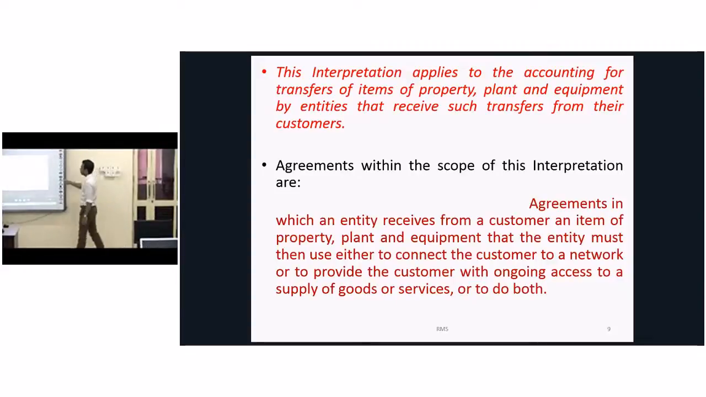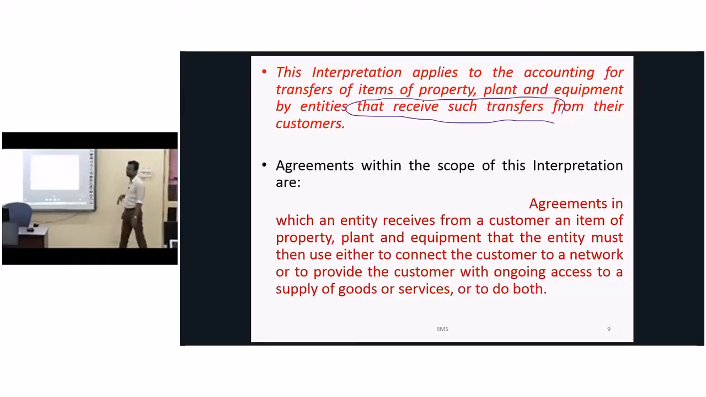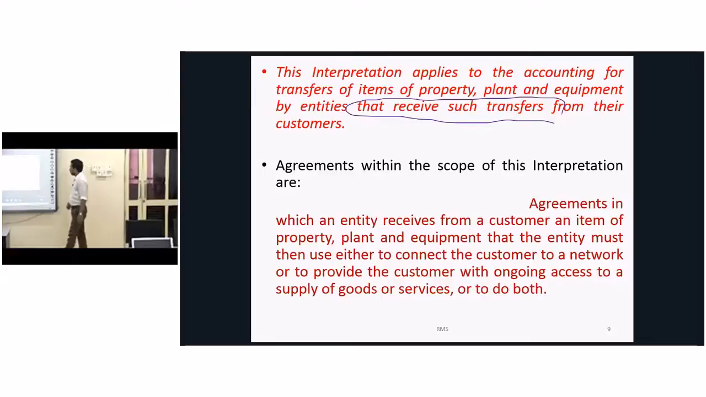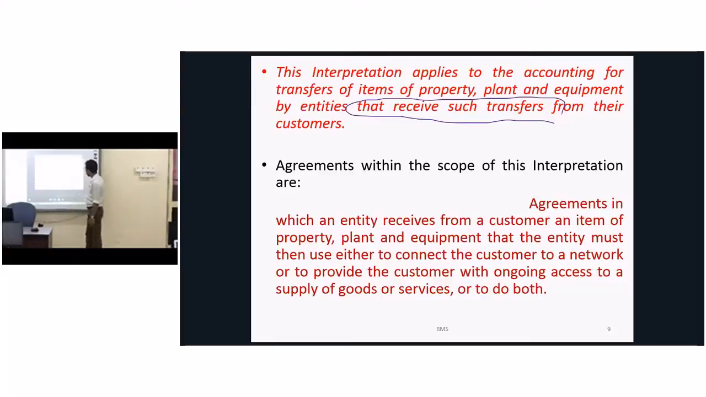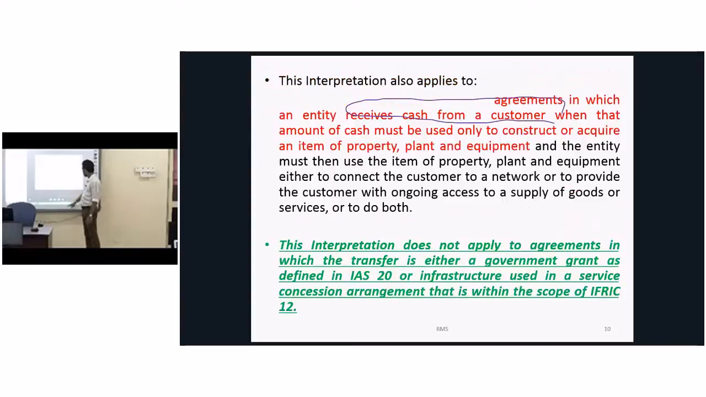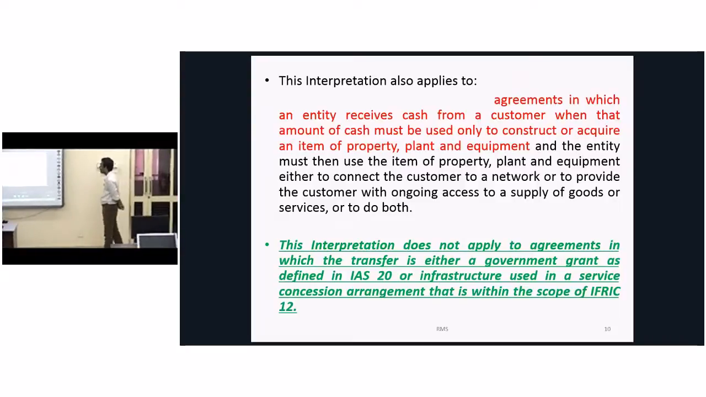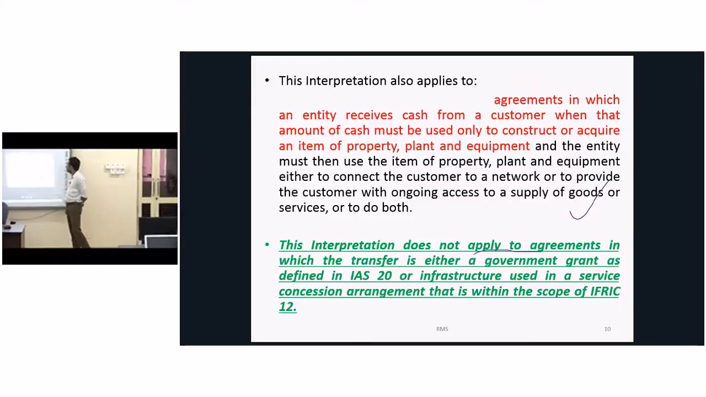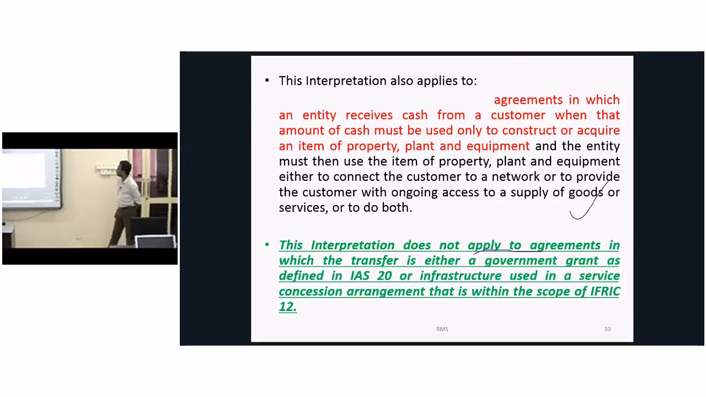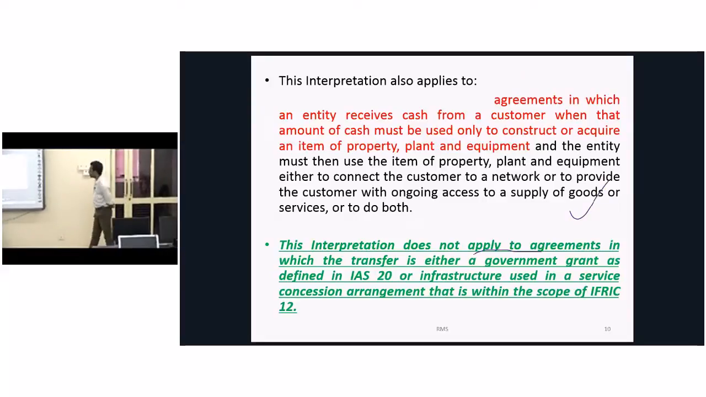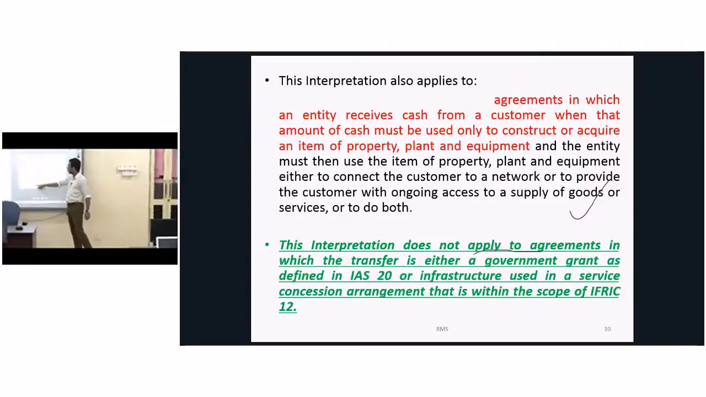Receive, I told you. That receive such transfers from their customers. All these. I told this part, මං කියපුවා කියන්නේ නැත්නම් ඕනේ නැහැ. This interpretation does not apply, look, in which the transfer is either a government grant or a service concession arrangement. Actually, these two we have not discussed. So therefore, I am not going to rush these two areas. Right? So it takes time. Right.